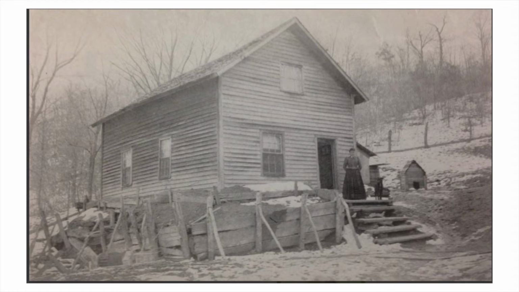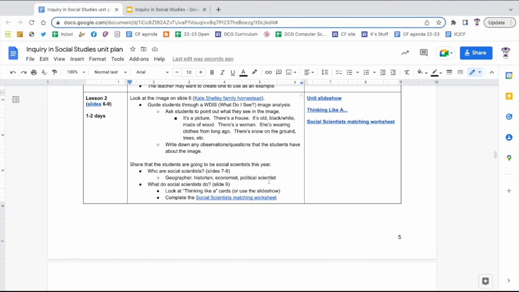In Lesson 2, you take students through a WDIS, or What Do I See, image analysis of this image here of the Kate Shelley family homestead. If you would like to know more about how to complete a WDIS, please watch the corresponding video that can be found in the Teaching Social Studies playlist and in this video's description. After looking at the picture, explain to students that they're going to be social scientists and begin that conversation of what a social scientist is.